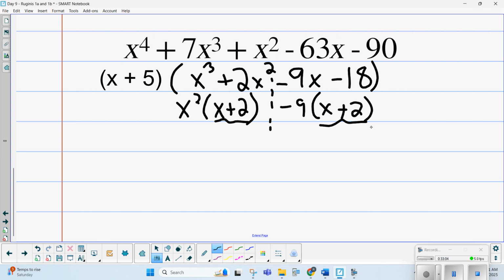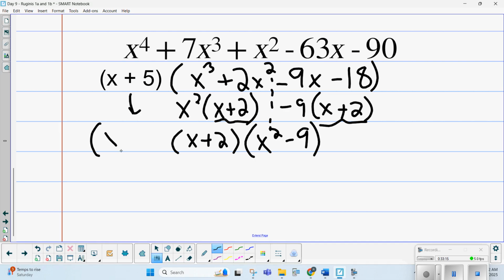These are the same, which is a good sign, so we can bring that to the front. We'll have x plus 2 times x squared minus 9. Let's bring down that x plus 5. Great, and now we should again check, can we go any further? So x plus 5, 2 terms, not a special case, so no. X plus 2 is 2 terms, not a special case, right, because there's no exponent. X squared minus 9, 2 terms, but is a special case, right? This is a difference of squares.